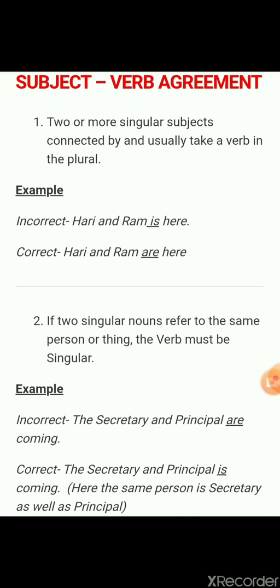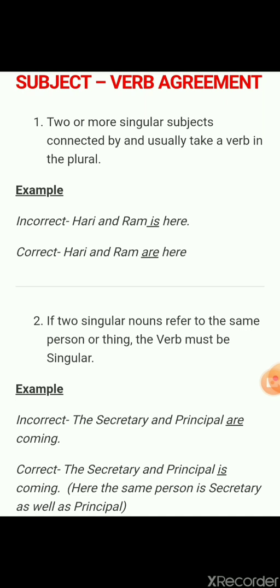So the second rule: if two singular nouns refer to the same person or thing, the verb must be singular. I am repeating, if two singular nouns refer to the same person or thing, meaning different types of nouns but referring to the same one, then the verb must be singular. Look at the example. The secretary and principal are coming. The correct is: the secretary and principal is coming. Here the same person is secretary as well as the principal, meaning a person is having the role of two personalities. He is secretary also, principal also.